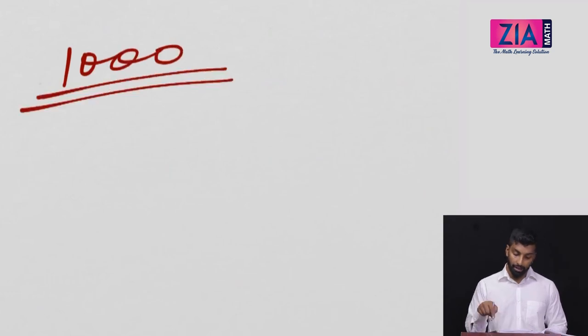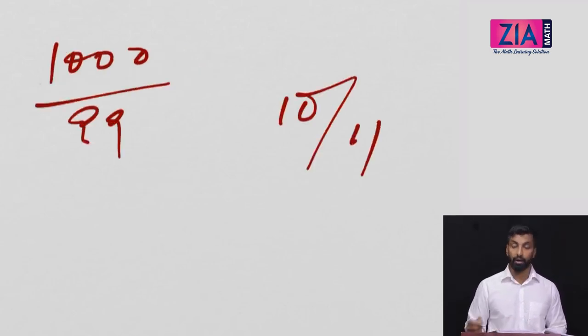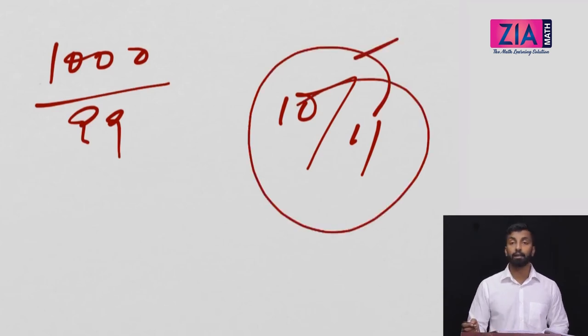Or basically, if they are asking you how many such numbers are there with a common difference of 99, what will you do? You divide 1000 by 99. You know it's either 10 or 11. So if both are there in your options, it is difficult because you need to find the first term.